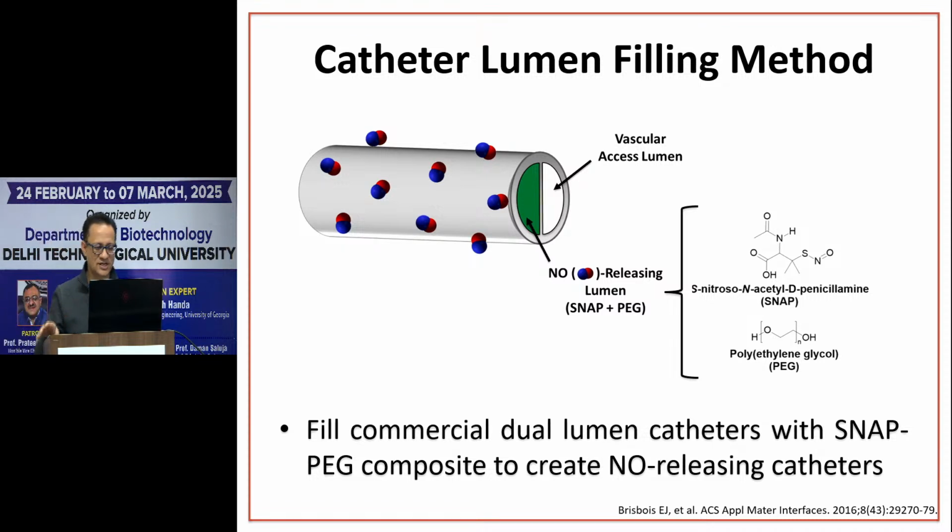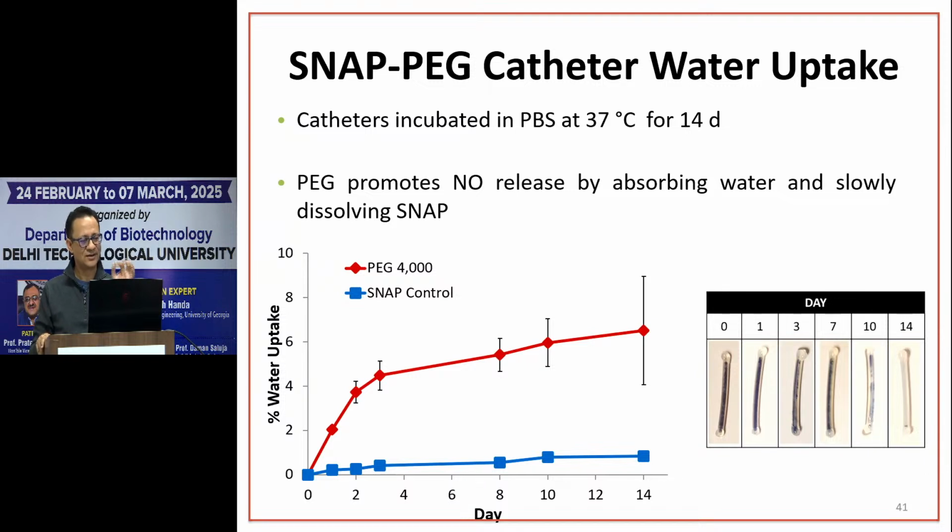Okay, so this was another paper. This is just an idea. Instead of showing it in a lumen, we made catheters and filled NO donor in them. When we just fill SNAP powder in that lumen, we get a very low NO release. But if we fill PEG, which is a hydrogel, with NO donor, we get a really good NO release, because it's a moist environment and the hydrogel helps the NO donor break down and release.